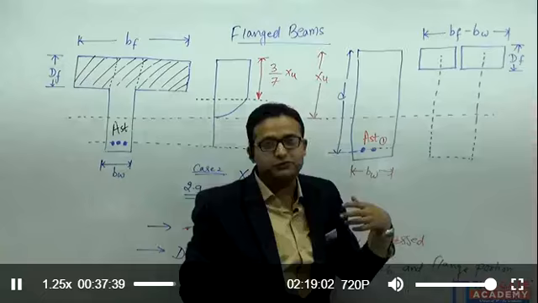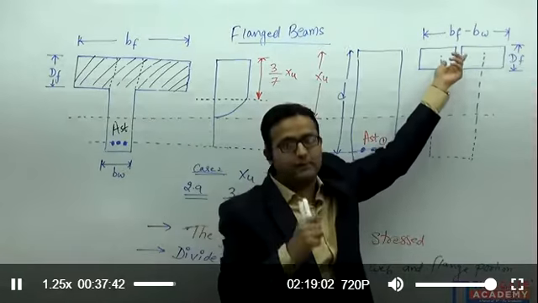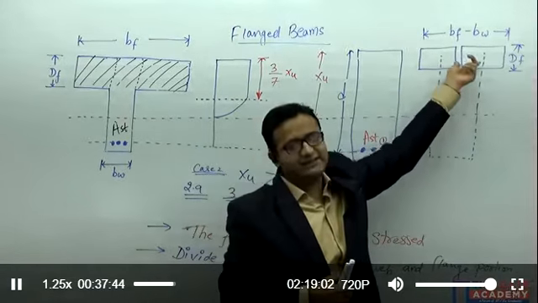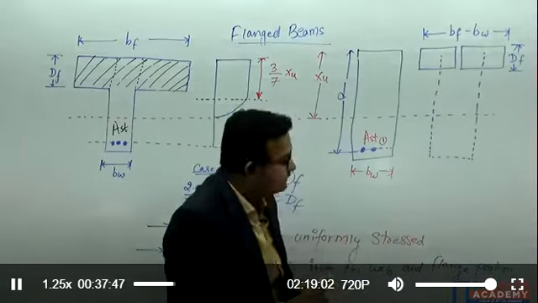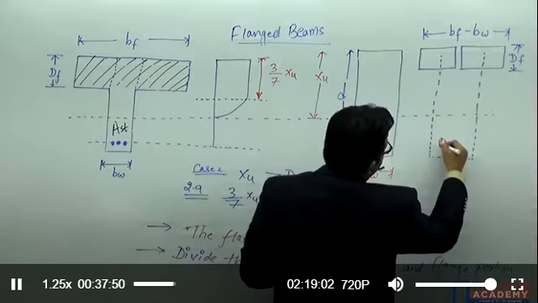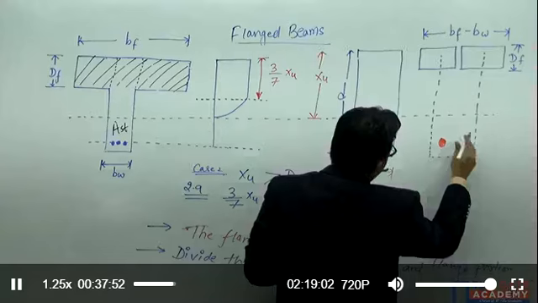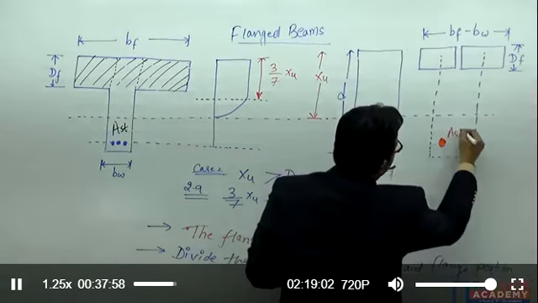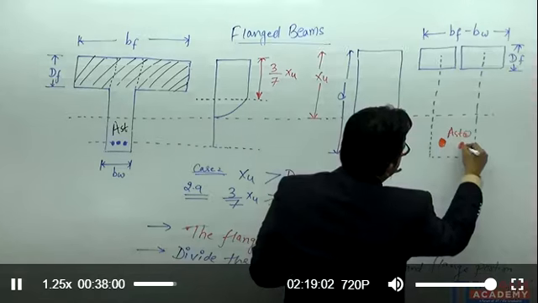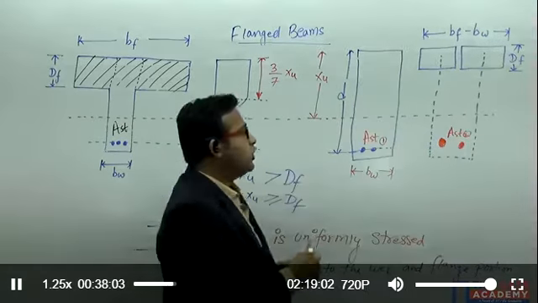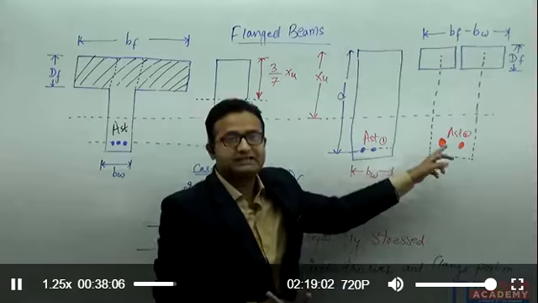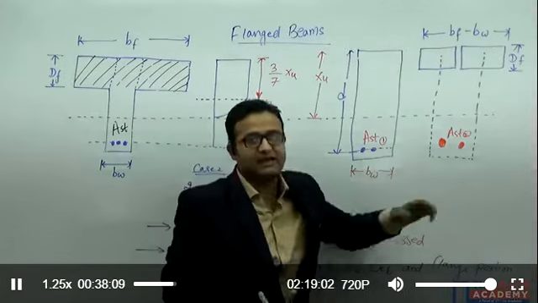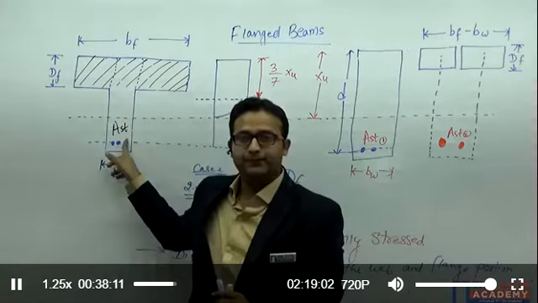If there is concrete in the flange portion, definitely it will give compressive forces. If it is giving compressive forces, we should provide material to take the tensile stresses here also. So suppose I have provided AST2. So here AST1, here AST2. So total AST1 plus AST2 is your AST. Right?